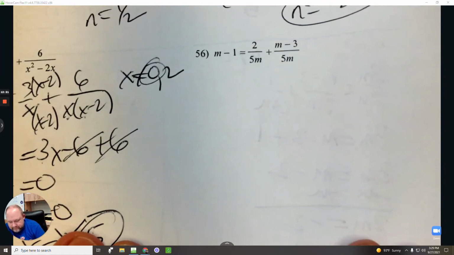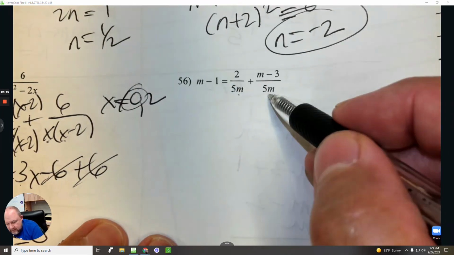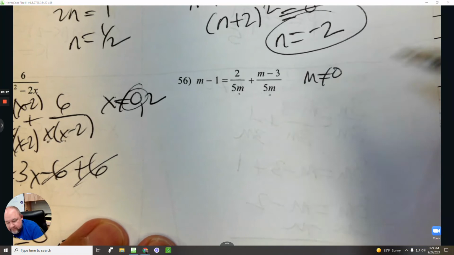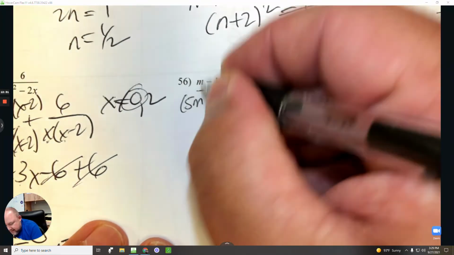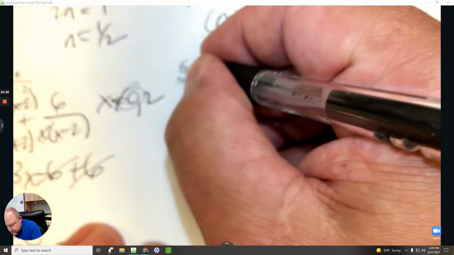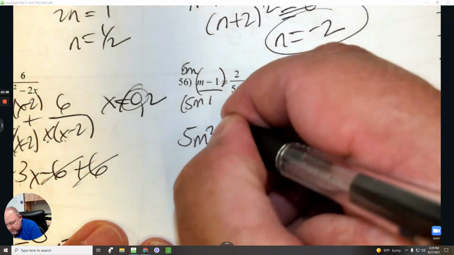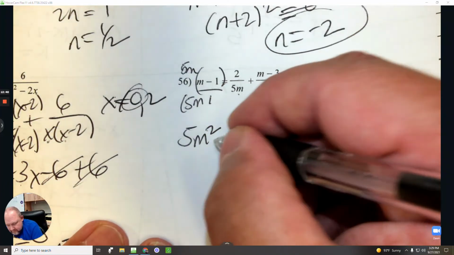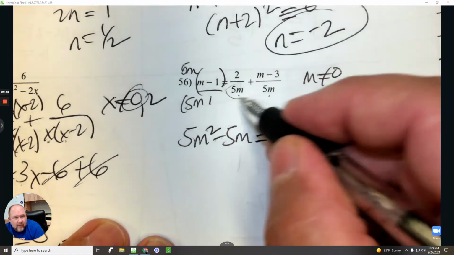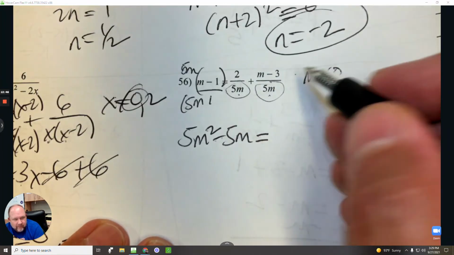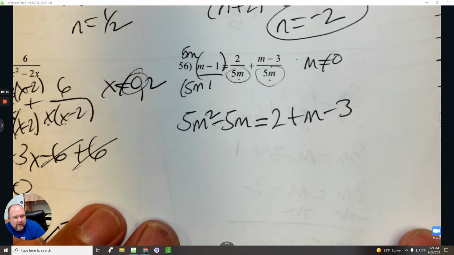Last one. Look at the denominator. M cannot equal 0. Make common denominators. So I'm going to multiply by 5m, top and bottom. So that's 5m subtract 1, squared minus 5m. These are common denominators, so I can just put them together. And that's what I'm solving.